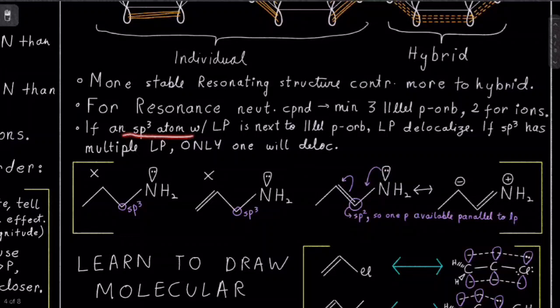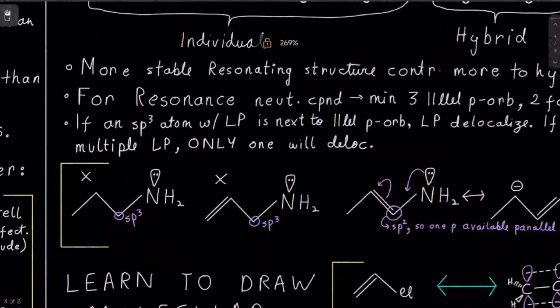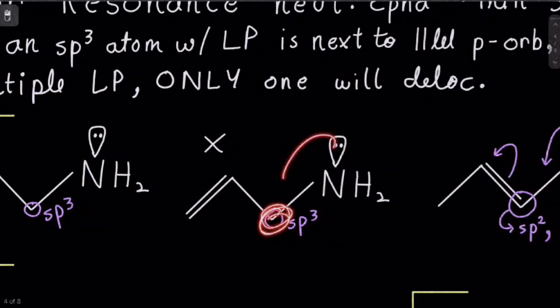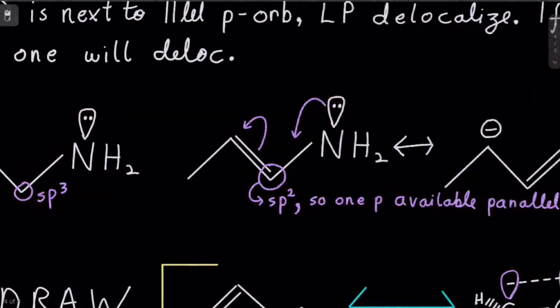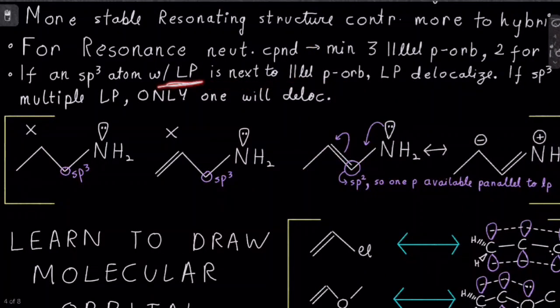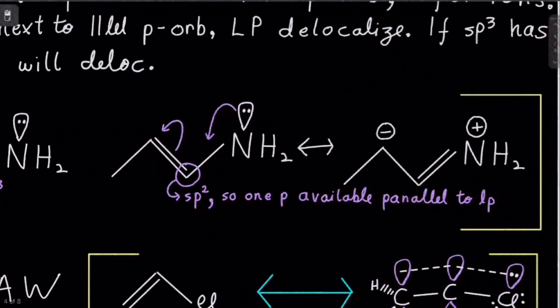If an sp3 atom with a lone pair is next to a parallel p orbital, then the lone pair can delocalize. For example, we see that this is sp3, there's a lone pair, and this lone pair cannot delocalize. Again, this is sp3, and this lone pair cannot delocalize. But the moment we made this carbon, the one right next to the parallel p orbital, there's a lone pair. So now it can delocalize like this.